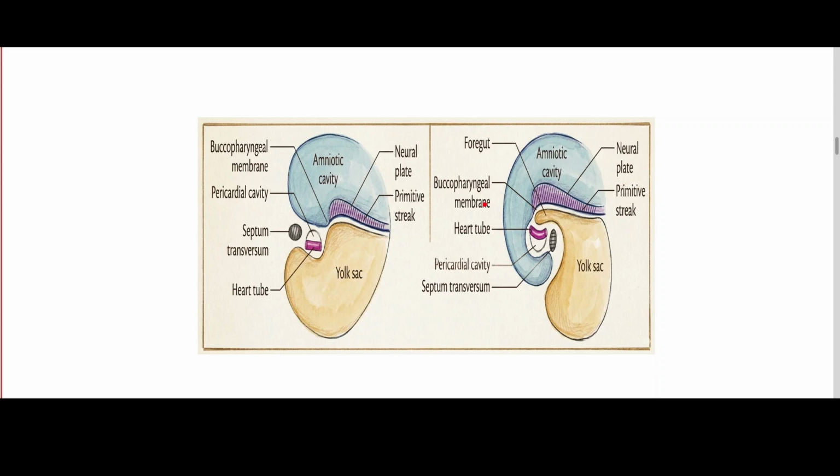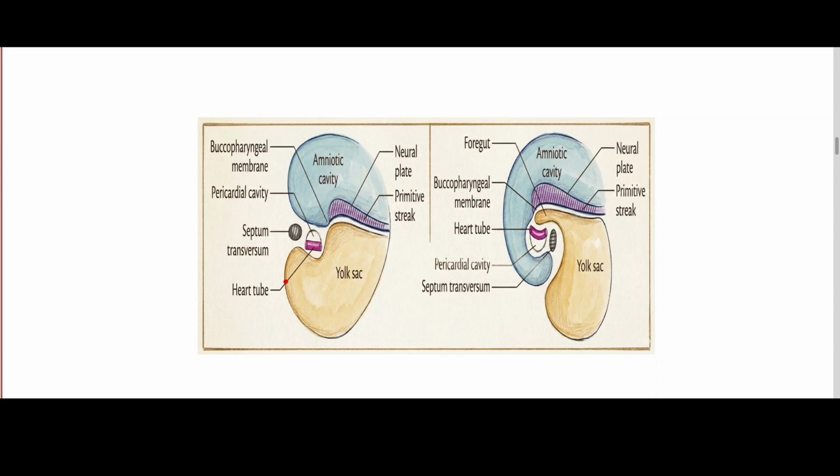Now this head folding moves the heart tube into the chest region, into the thoracic region, and in a position that is ventral or in front of the foregut. Now this is the foregut, this is the heart tube, and this is the pericardial cavity. All right.